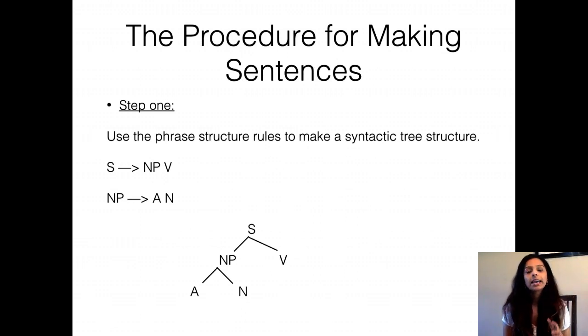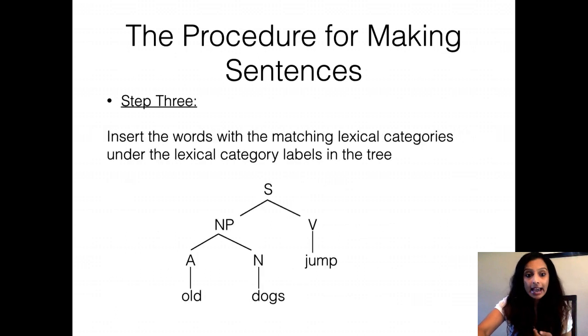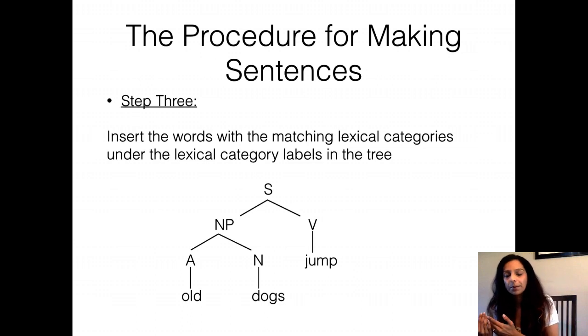So the first step or the procedure for making sentences is to identify the different rules that you would need to make the sentence. Create a skeleton, right? S goes to NP, VP, and then NP goes down to an A and an N. As you can see, this is a hierarchical structure, not a linear structure. So you have to make sure that you keep that in mind while you're doing tree structures in syntax. And then you go to the mental lexicon. You identify the words that could be an N, a V, and an A, and then you insert that in. That's the third step. So, "old dogs jump."